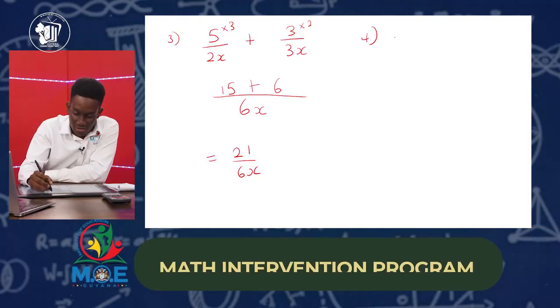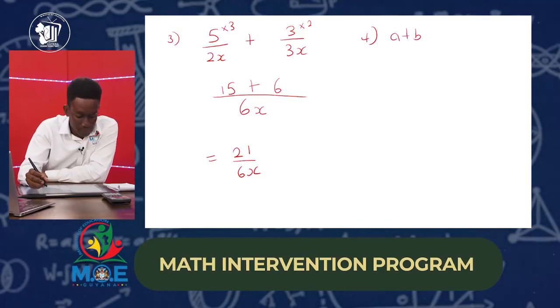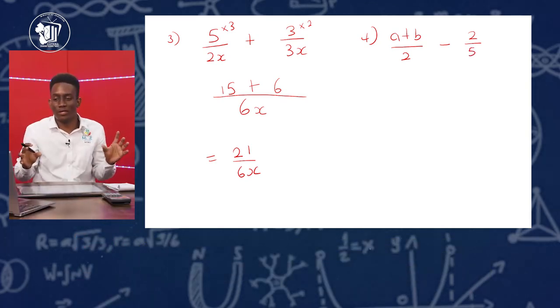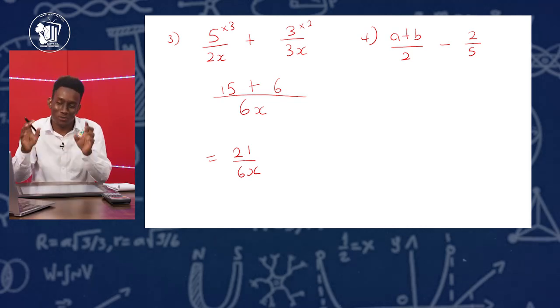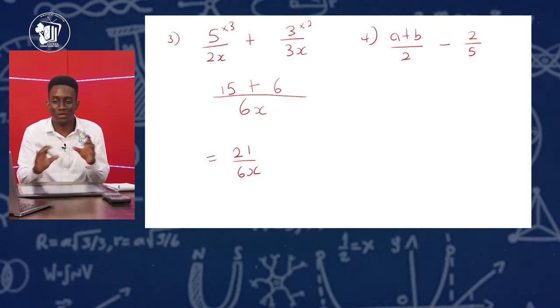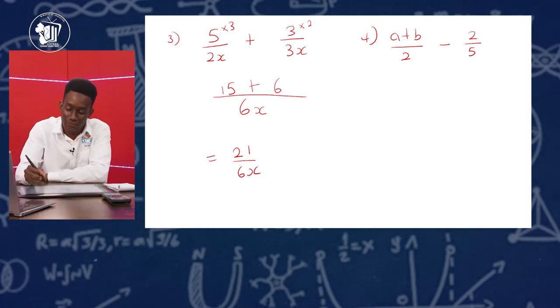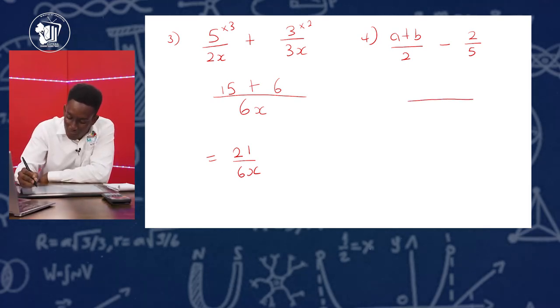Let's say we have a plus b all divided by 2, minus 2 over 5. So let's not get carried away with anything. The same steps apply, the same rules. We look at the denominators 2 and 5. They are not the same. So we find the LCM of 2 and 5, which would simply be 10.